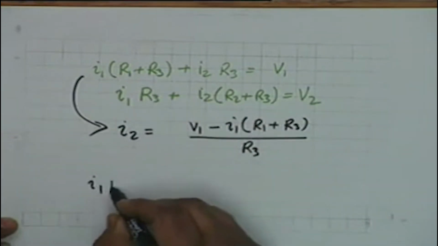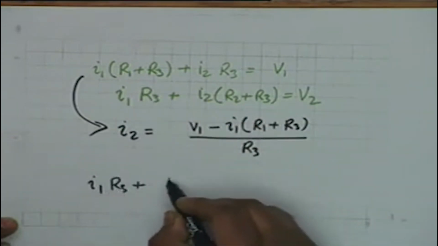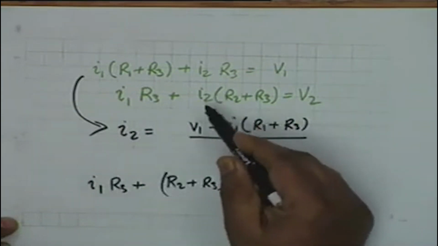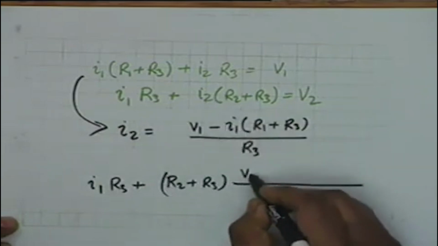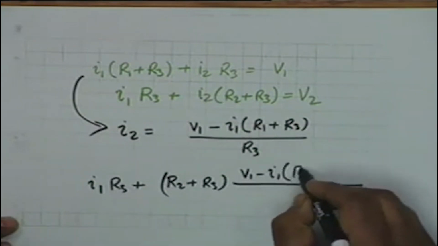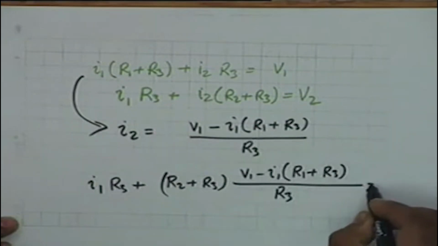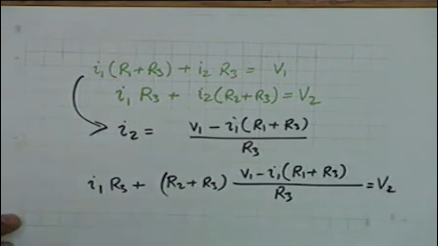That is, you could write I1 R3 plus R2 plus R3 multiplied by I2, and instead of I2 you could write this whole expression, V1 minus I1 times R1 plus R3 divided by R3, and this whole thing is equal to V2. Now in this equation only I1 is the unknown, and therefore you can solve for I1, and once you solve for I1 you could find out I2. This is the method of elimination.